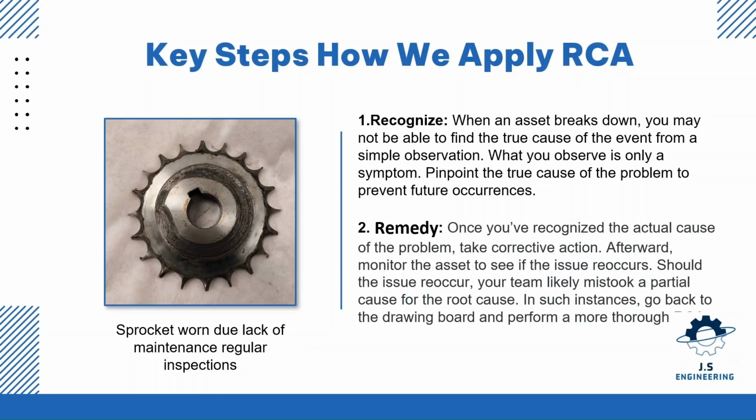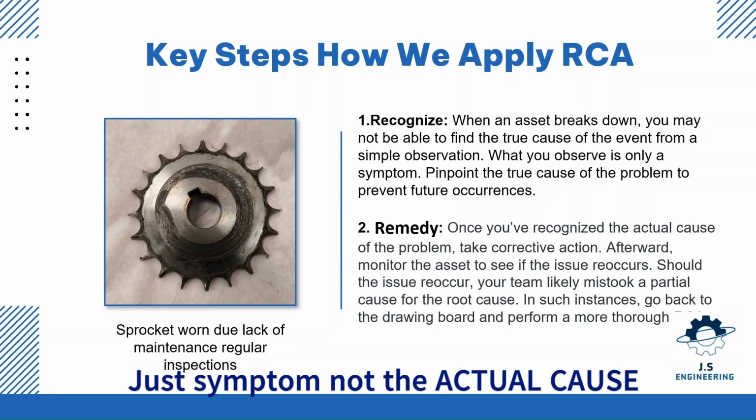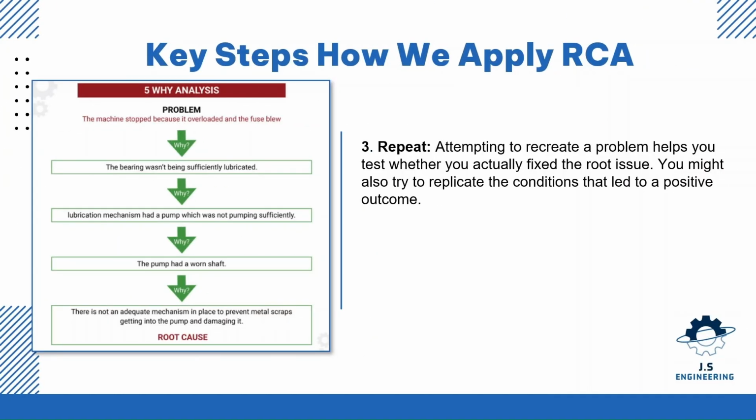When something breaks down, don't stop at the first explanation. What you see is often just a symptom, not the actual cause. Once you find the real cause using the 5 whys method, take action to fix it. After that, monitor the system to make sure the problem doesn't happen again. The final steps repeat. If the issue happens again, go back to your analysis. You must test it to confirm it worked and adjust if needed.